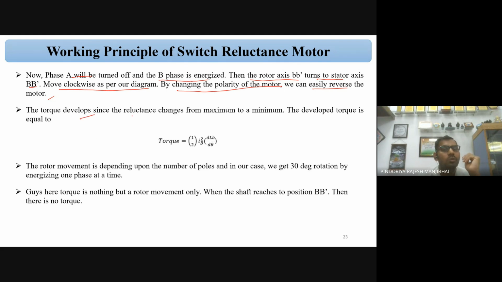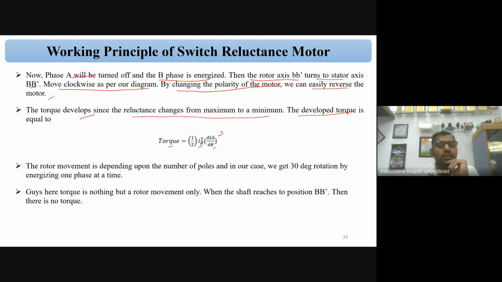The torque is developed since the reluctance changes from the maximum to minimum. The developed torque is equal to 1 by 2 I squared, where I is the phase B current, times dLB by d theta, where LB is the phase B inductance. So the developed torque is equal to 1 by 2 I squared into dL by d theta.